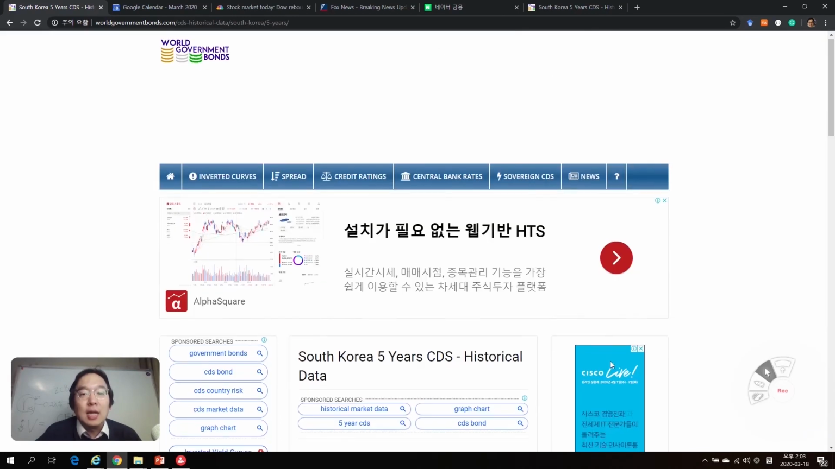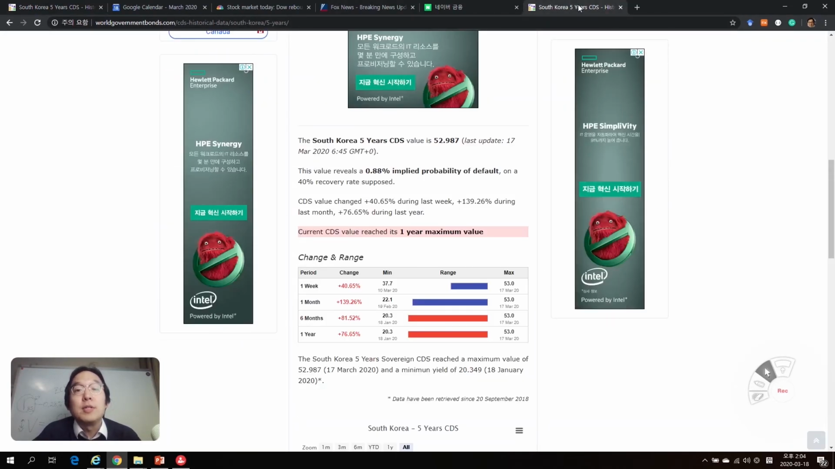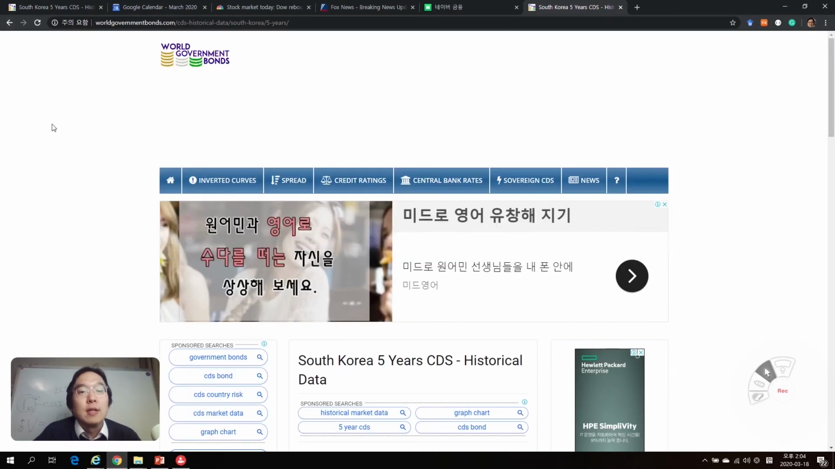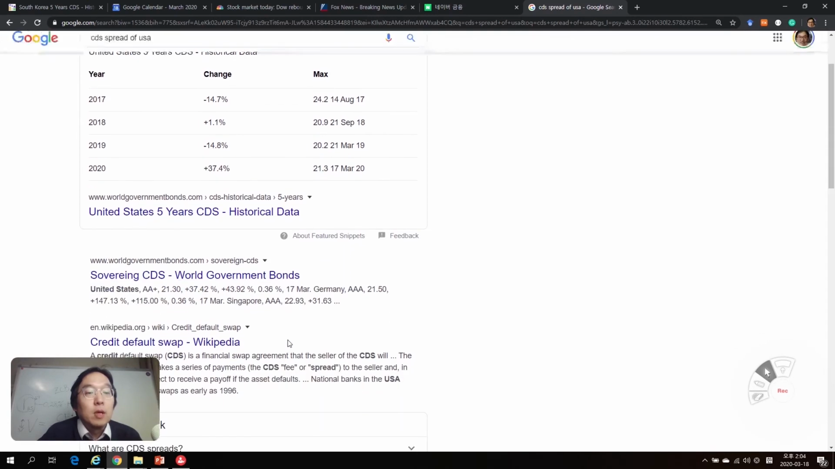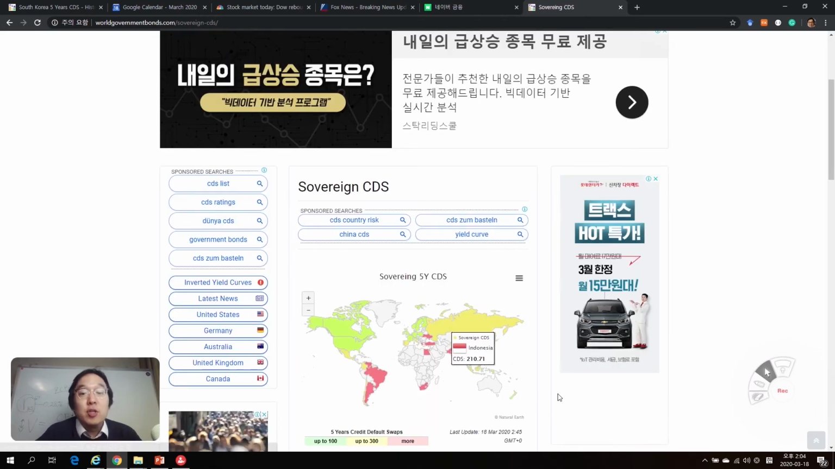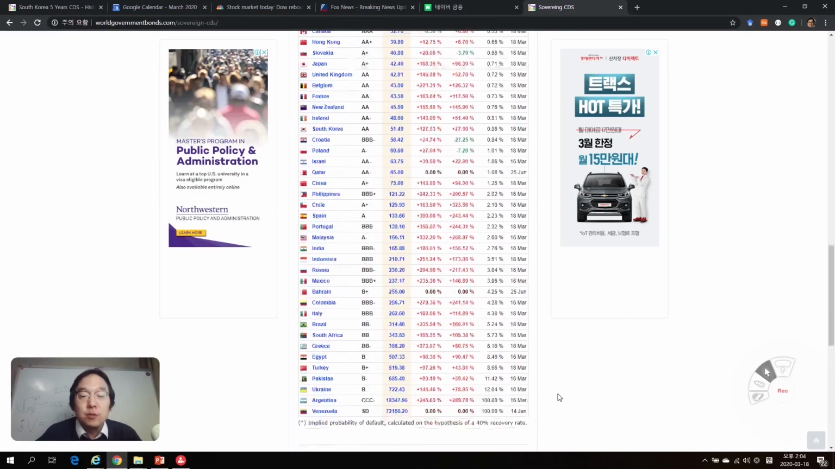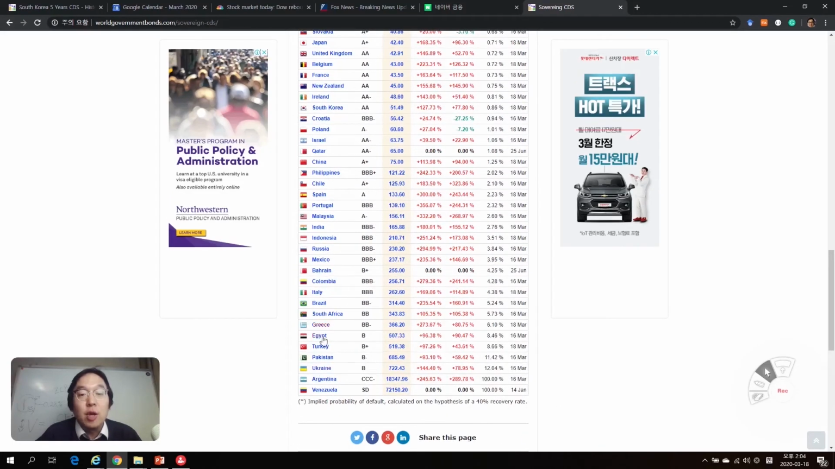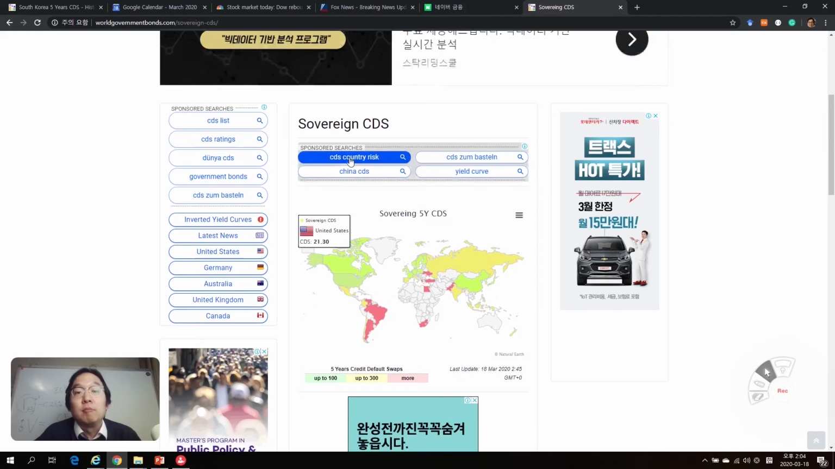But let's see. How about not just Korea, but the 5-year CDS spread of the US, USA sovereign CDS? Okay, let's see. We assume the US to be a AAA country, so no worries, but just for fun, is the CDS spread changing for the United States of America? Let's see, where are you? USA, where are you? It's not here. Yeah, 21.3 basis points right now.